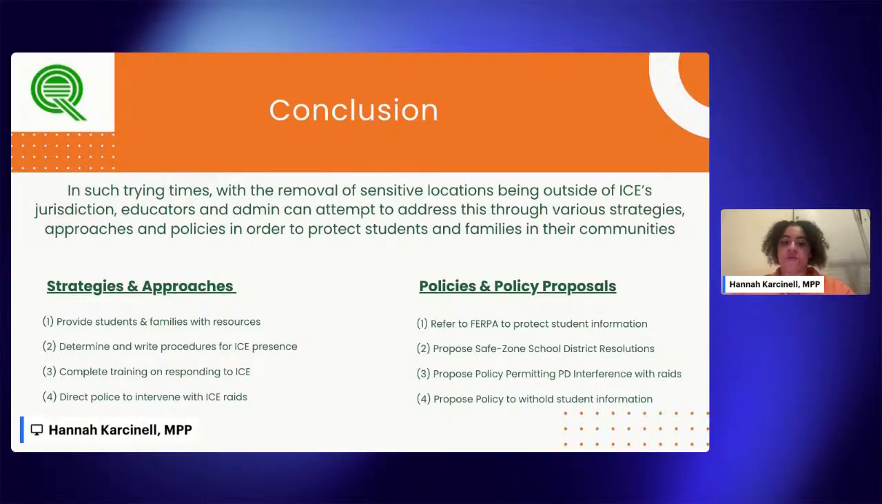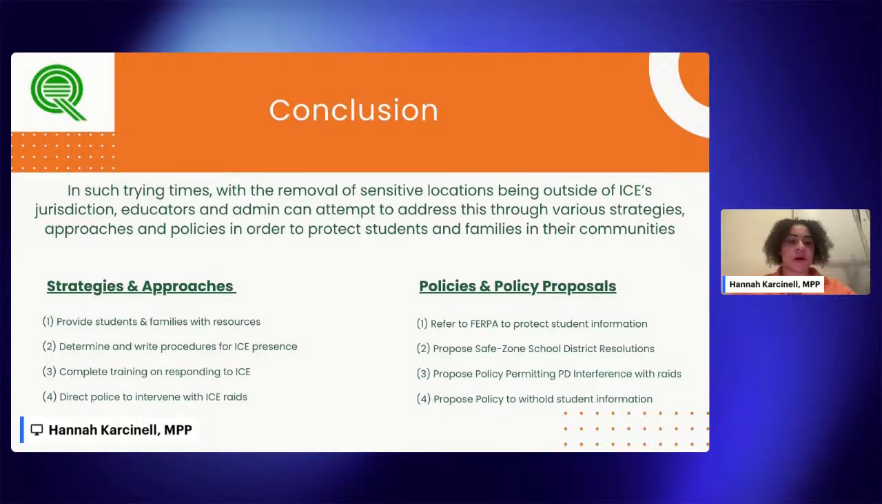Determine and write procedures for ICE presence. If they do appear on campus, be prepared to deal with that and have a plan of how to move through that and how to move forward after that occurs. Complete training on responding to ICE. Again, it's pretty much related to determining and writing procedures for dealing with ICE if they arrive on campus, but you also want to continually do training for teachers and administrators on how to deal with it when that moment comes. Direct police to intervene with ICE raids is the last one. Again, as I spoke about with the case in California, this did work for a student that was being arrested. They did release him after the police intervened and didn't allow them to apprehend the student.